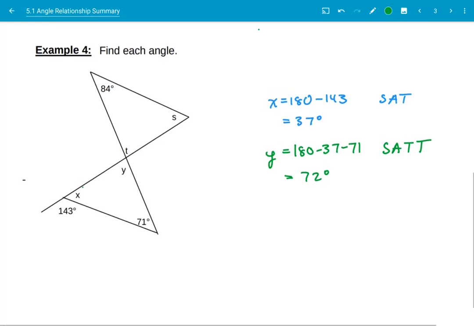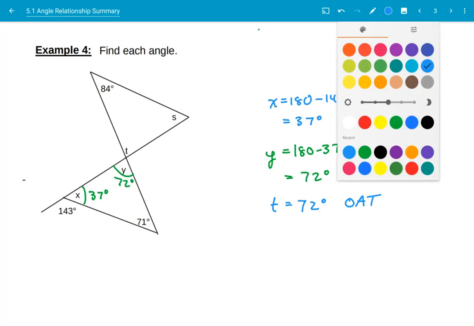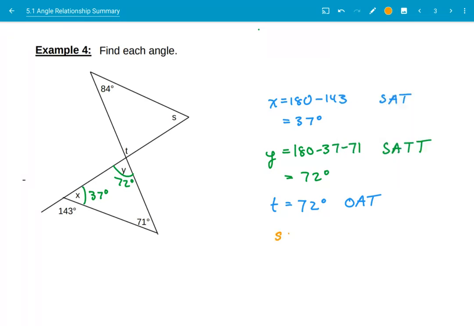Okay, we should add in what we know, 37 and 72 degrees. Pause the video, take the next step on your own. T is equal to 72 degrees. Opposite angle theorem. Are you putting down the reasons in the theorem at each step? How can we get S? 180 minus 72 minus 84. Okay, that is 24 degrees. Sum of the angles of a triangle theorem. So example 4, you pause the video, fill it in your notes.